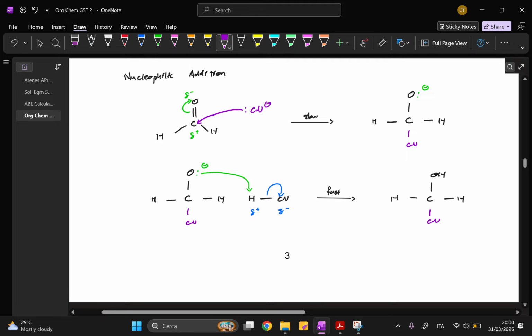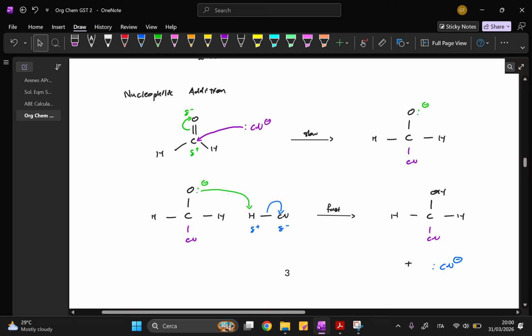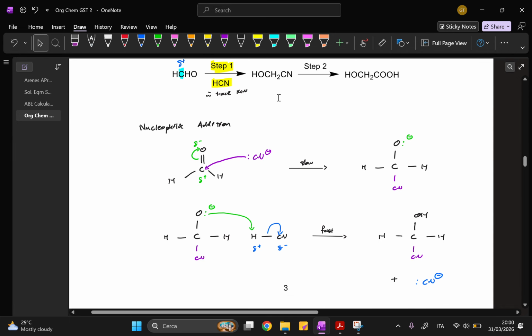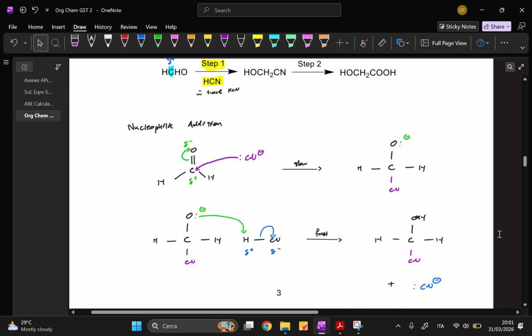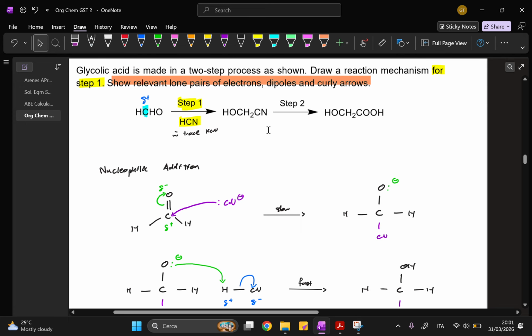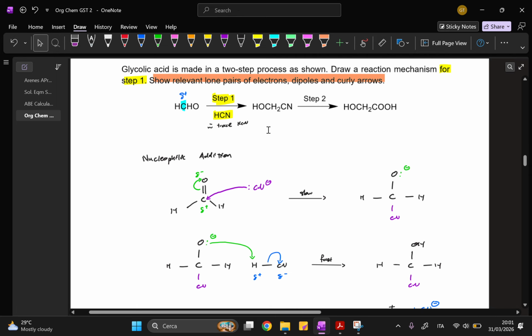But because this H-C bond has undergone heterolytic fission, I have a new CN minus nucleophile. So in a sense, just like in electrophilic substitution, I have a homogeneous catalyst that is regenerated at the end of the reaction. And that is it for this particular example of nucleophilic addition. But just make it a good habit to double check that whatever product you have drawn here fits the molecular formula here. And yeah, we're done.